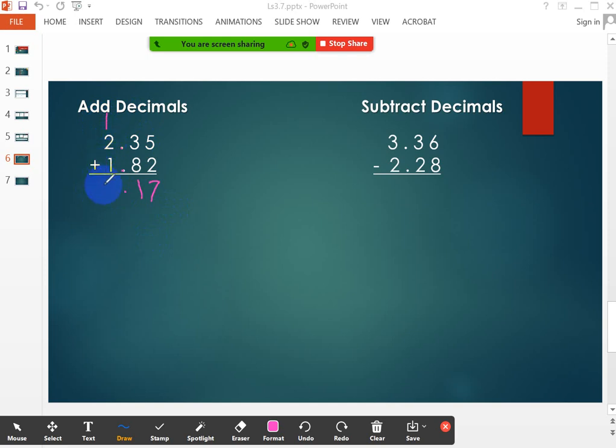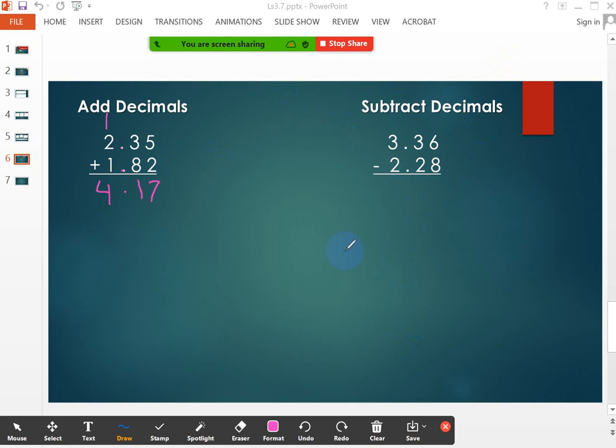3 plus 1 equals 4. So the answer is 4.17 hundredths. This is the strategy to add two decimal numbers. The same strategy. Okay? Now, if I want to subtract two decimal numbers, what do I have to do? I have to use the same strategy as in subtracting whole numbers.